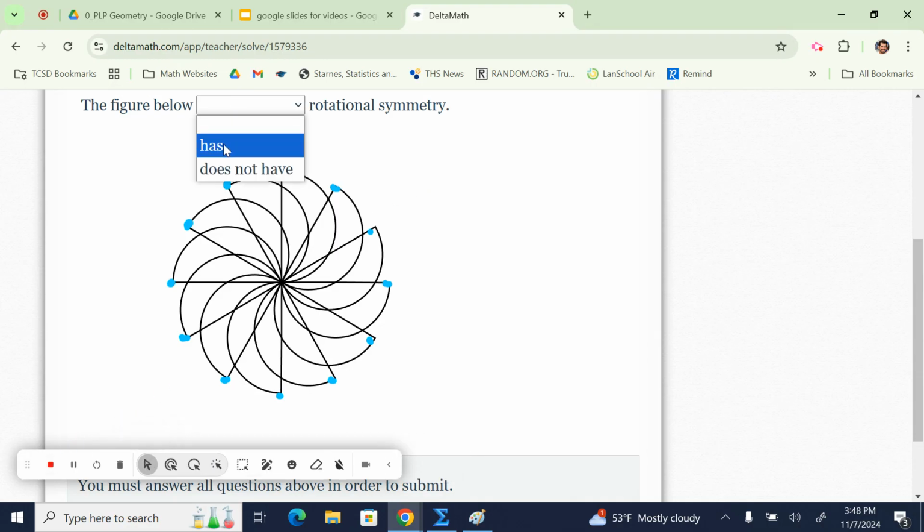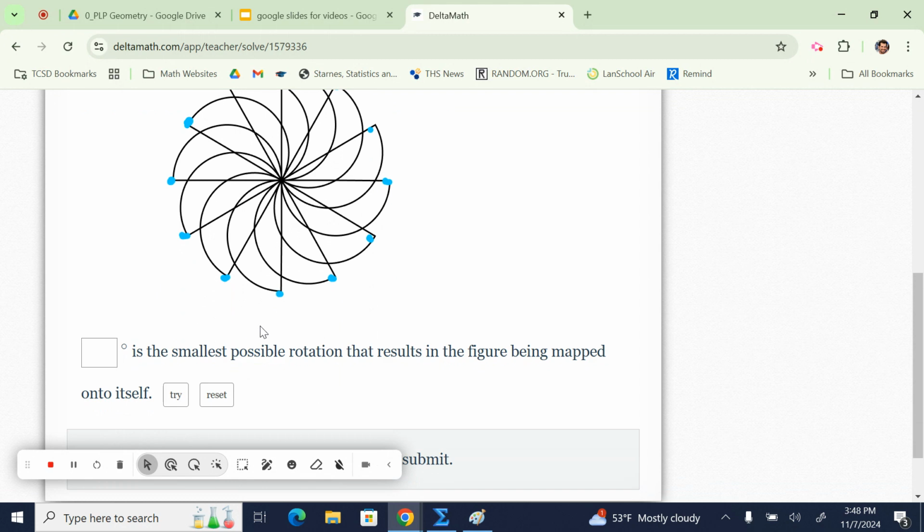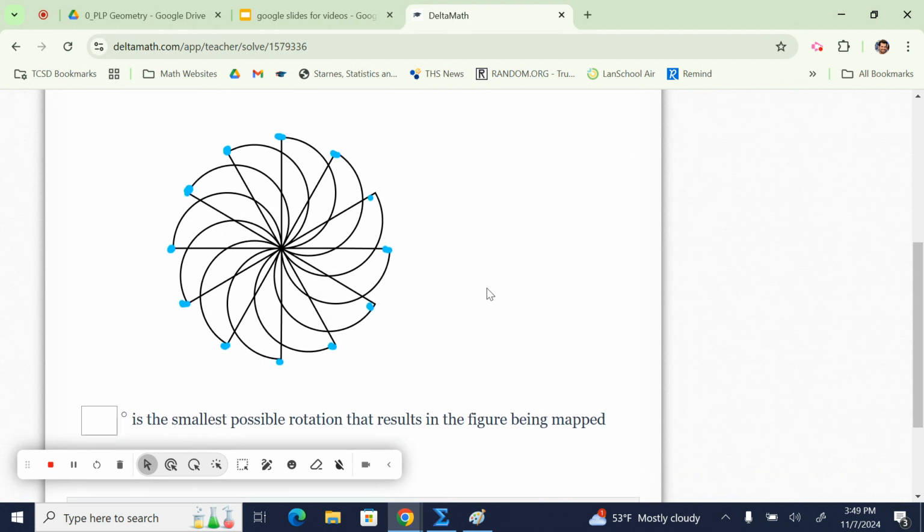So does it have rotation? Yes, it does. So now the smallest possible rotation that is possible. So what you're going to do here is, because it took 12 times to get back to itself, we'll do 360 divided by 12. Now I do 360 divided by 12, I get 30. So that means the smallest angle possible is 30 degrees. And every increment of 30 degrees to 360 is going to be a rotational symmetry.